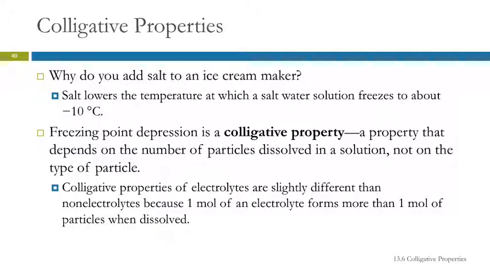And here we have to look at electrolytes and non-electrolytes a little bit differently because an electrolyte will separate into ions. And so if you have one formula unit of sodium chloride, you get 2 particles when it dissolves. Whereas if you have one molecule of sugar, and that dissolves in water, you only have 1 particle.